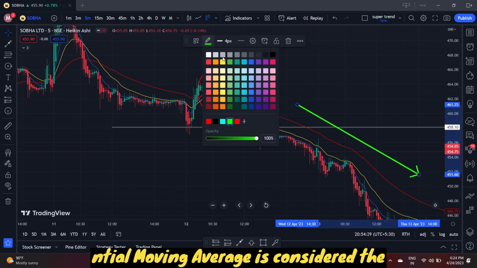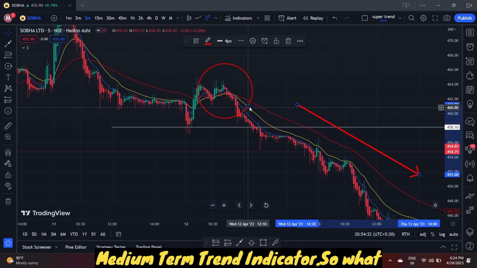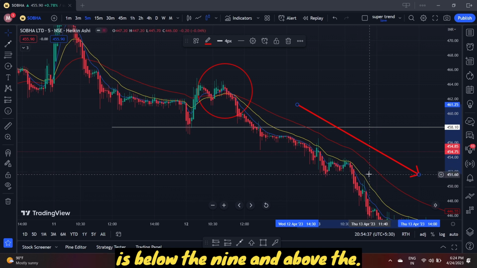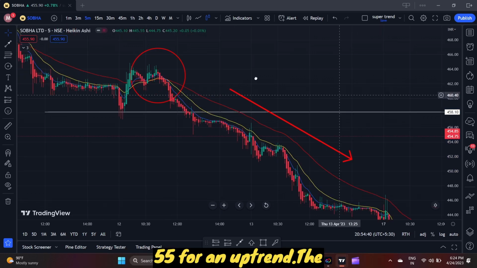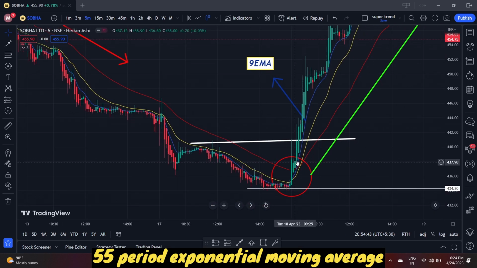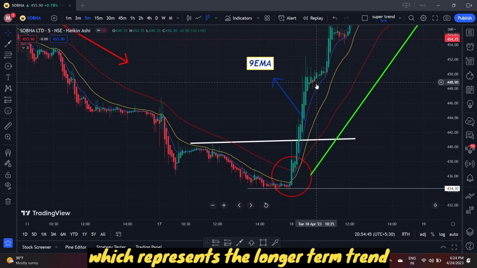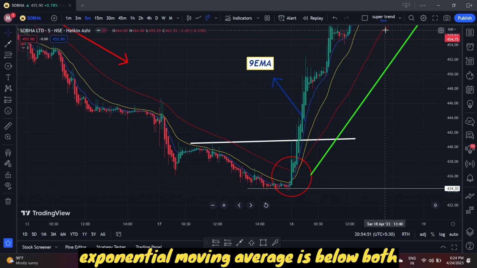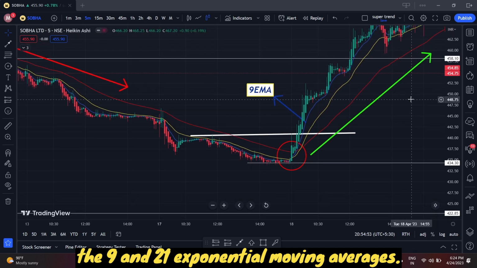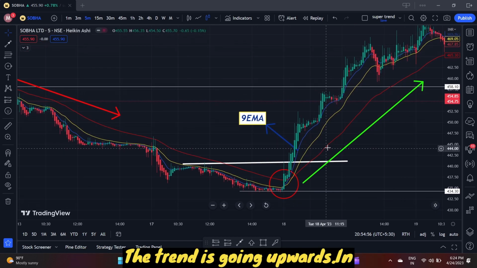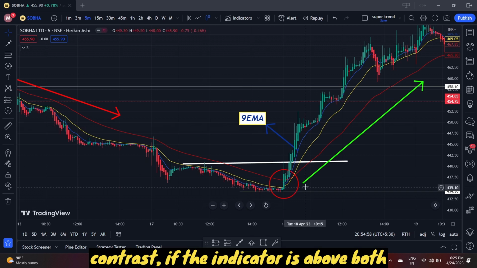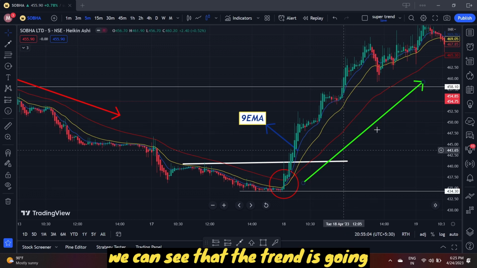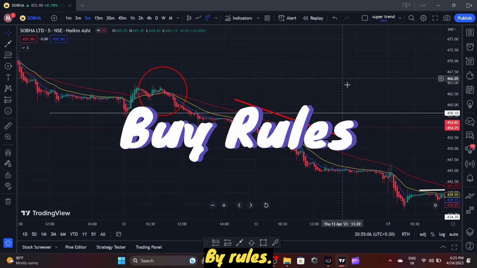The 21-period exponential moving average is considered the medium-term trend indicator. So what we would want to see is when the 21 line is below the 9 and above the 55 for an uptrend. The 55-period exponential moving average, which represents the longer-term trend direction. If the 55 exponential moving average is below both the 9 and 21 exponential moving averages, the trend is going upwards. In contrast, if the indicator is above both of the shorter-term moving averages, then we can see that the trend is going downward. By rules.